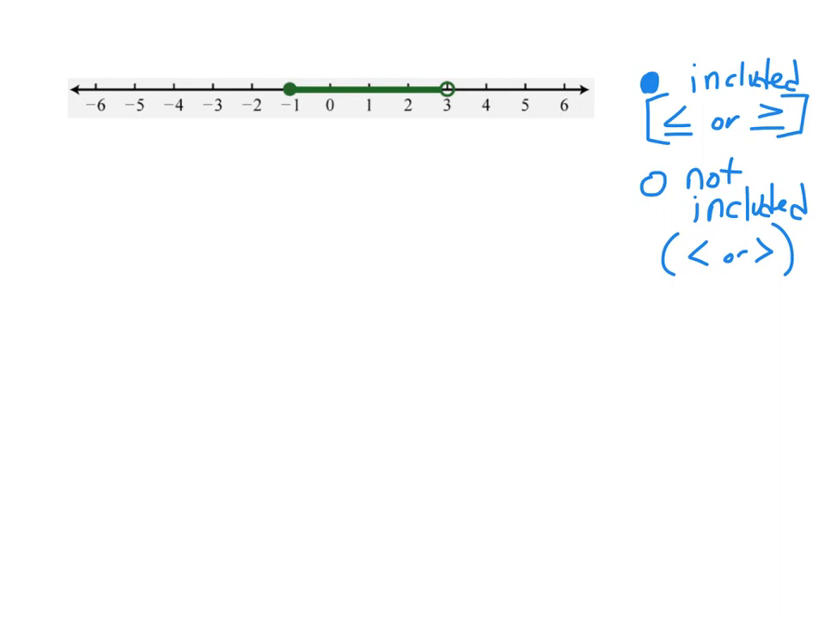So our -1 is included. So in set notation, I always start with my smallest number and I say -1. And then because it's included, I'm going to use the less than or equal to sign. And then I'm going to put my X. And then I get to my 3. My 3 is not included, so I just use the less than sign and my 3.